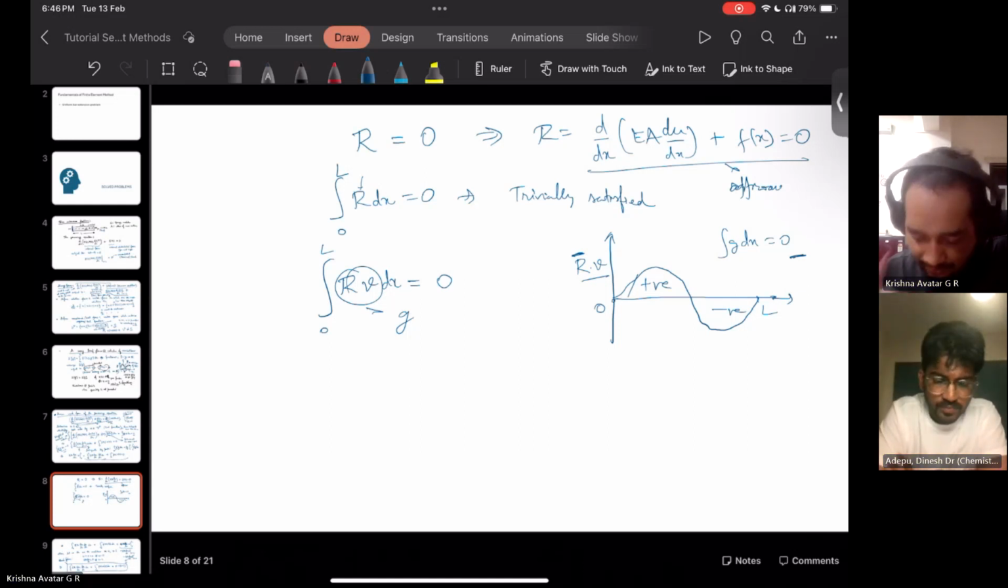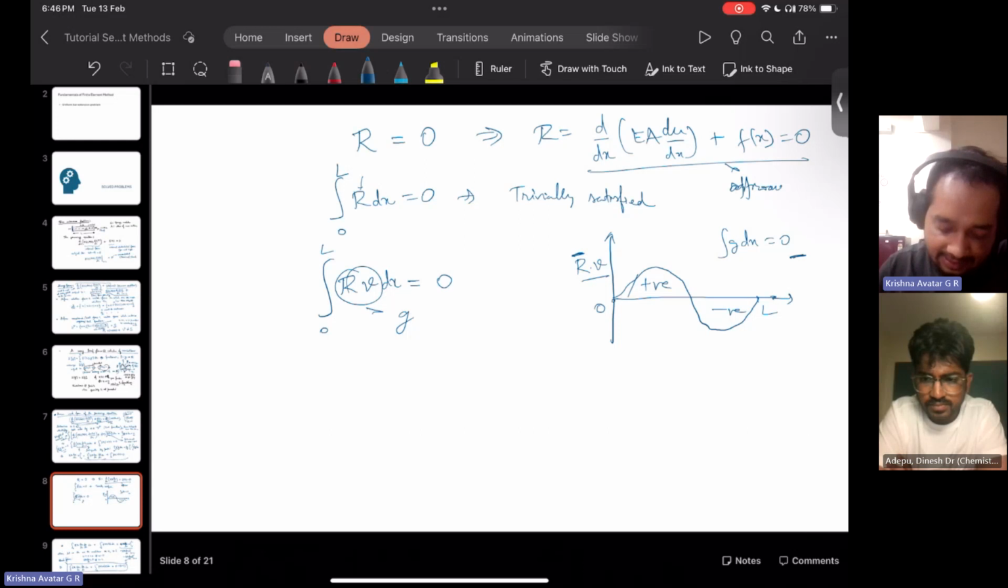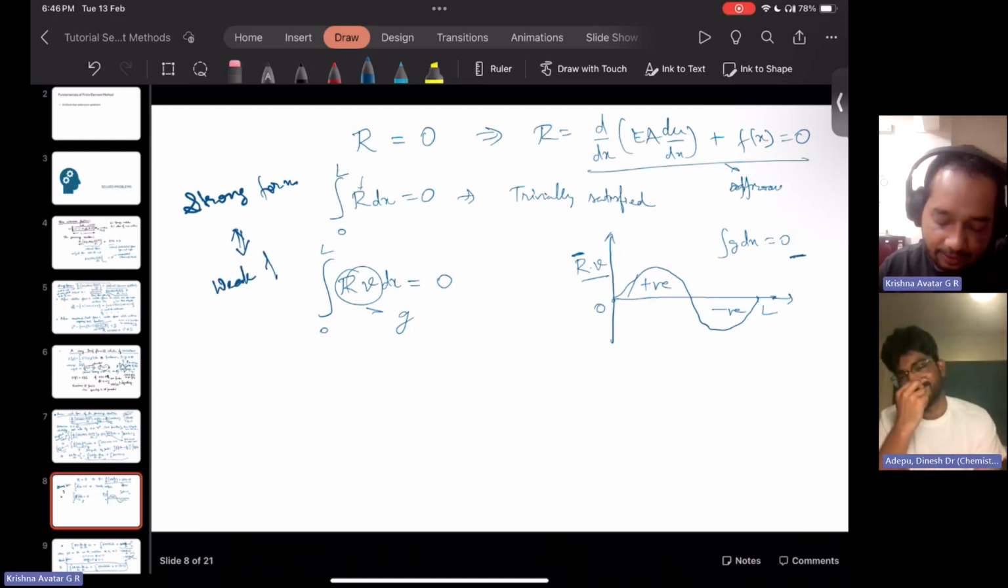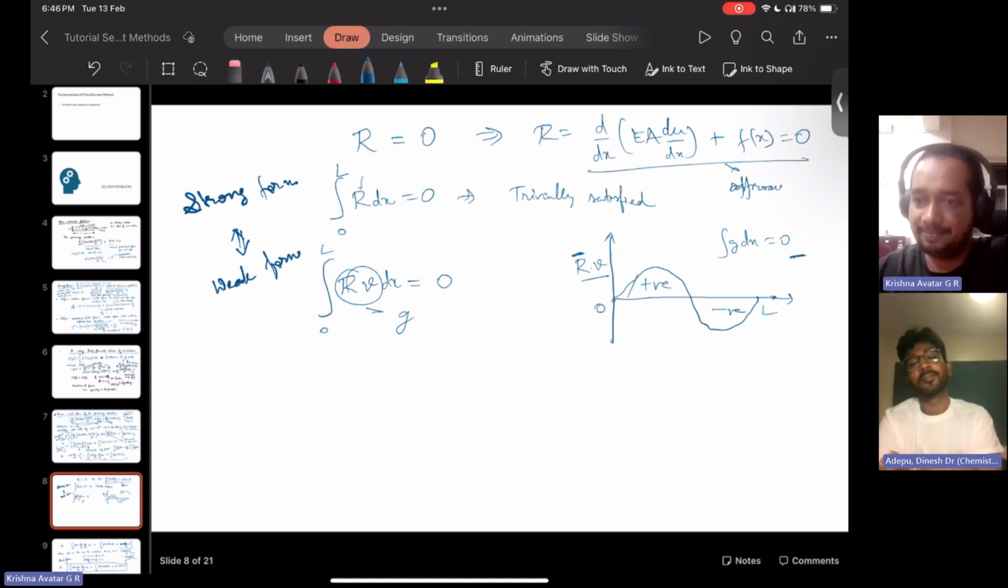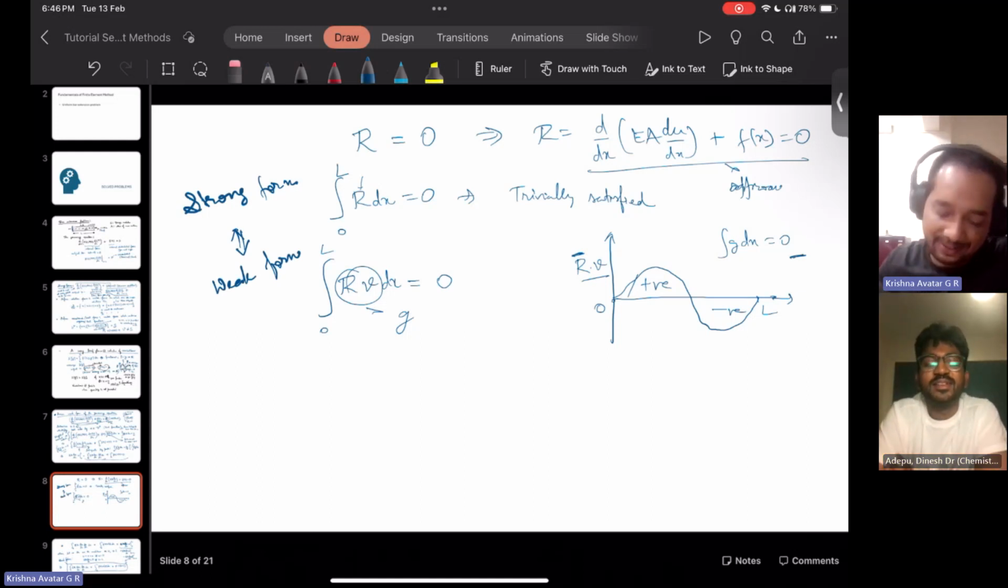There is a theorem which says that a strong form is equivalent to weak form. It's an if and only if, so we can go from strong to weak and weak to strong. So in that case, you are right. R is still 0.